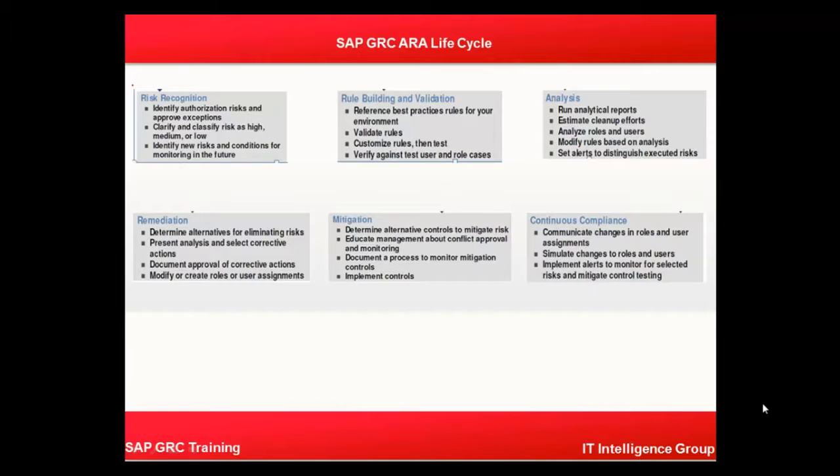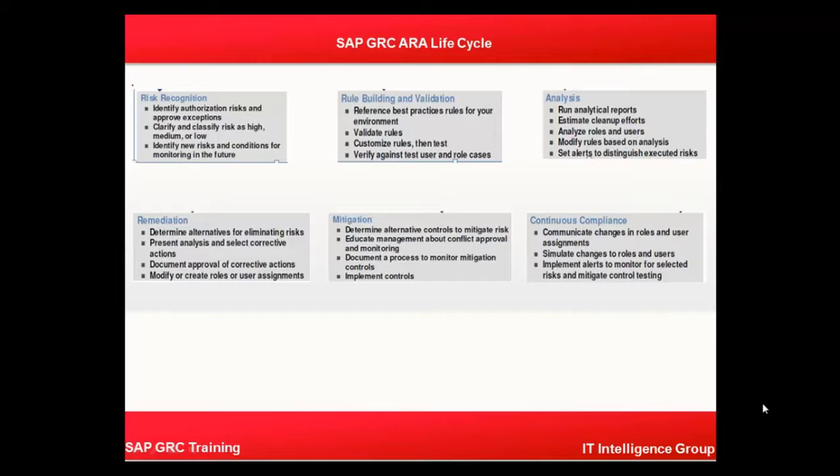Analyze roles and users. So we go by the roles, whether the roles are having risks or not. Users, which are the users and what type of risk they have. Modify rules based on analysis. Set alerts to distinguish exceeded risks. Okay, so analysis part is done. We have identified, we have run the reports, have the list of roles and users which are non-compliant. Then remediate them, that is come up with a plan to remediate them.